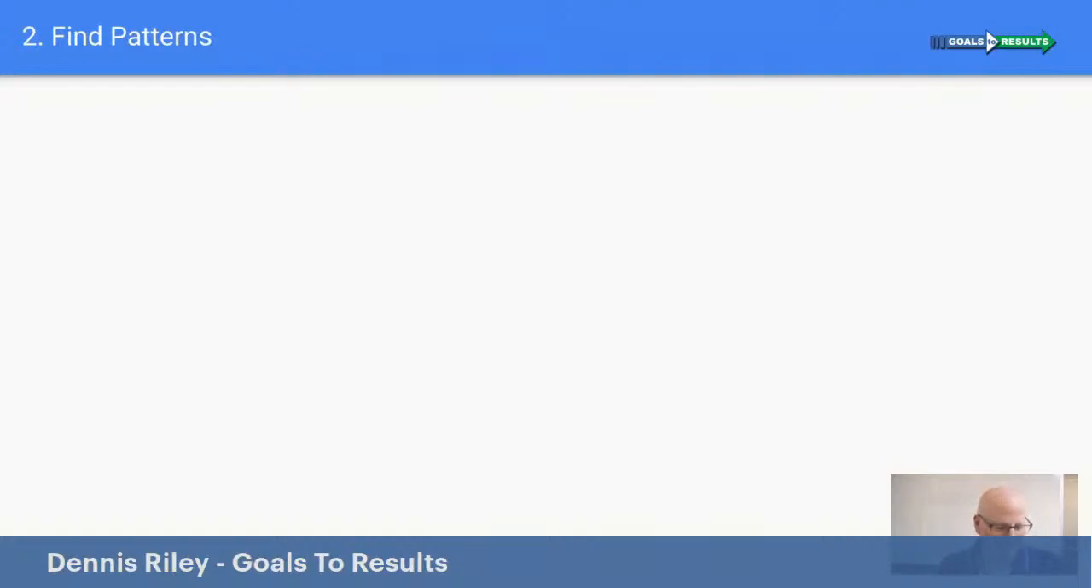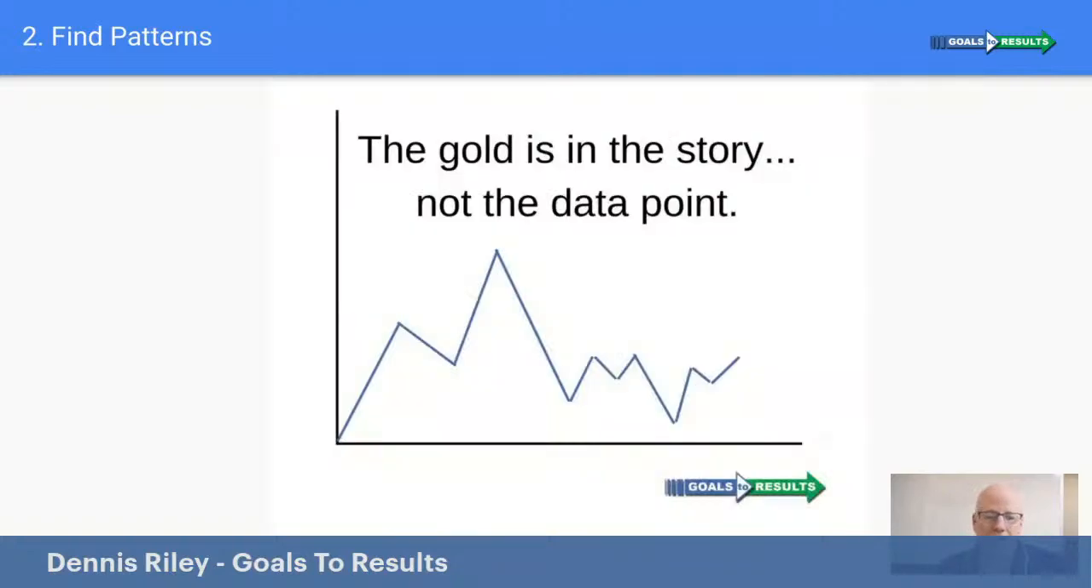The second thing is finding patterns. What you want to do is find patterns. You take all your data points, and if you want to run the reports, you run the reports with the same exact data but different time frames. And you might find stuff like this. Maybe you have a different set of points. The gold is in the story, not the data point.